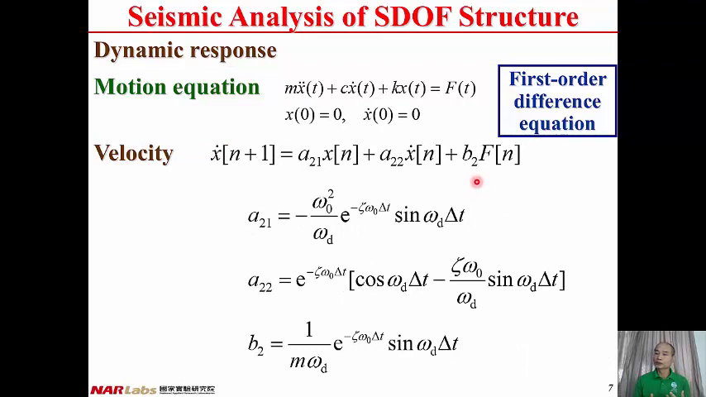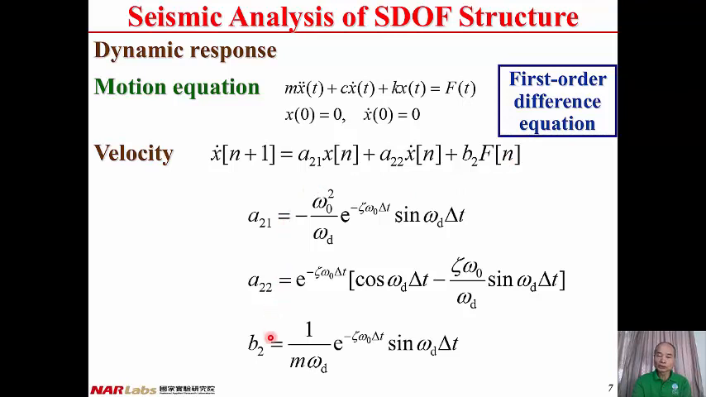Similarly, we have the first order difference equation for velocity. From the information at current step n, including displacement x of n, velocity x dot of n, and external force F of n, we can compute the velocity of the structure at next step n plus 1. Therefore, x dot of n plus 1 equals A21 times x of n plus A22 times x dot of n plus B2 times F of n.